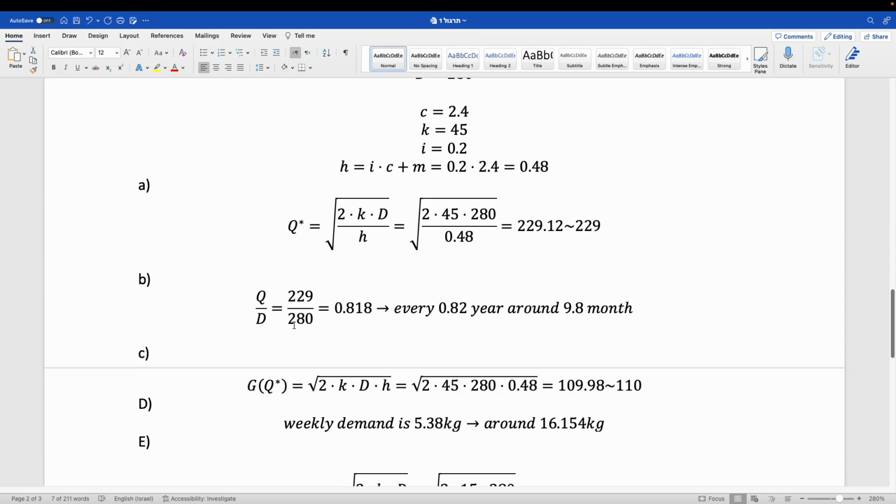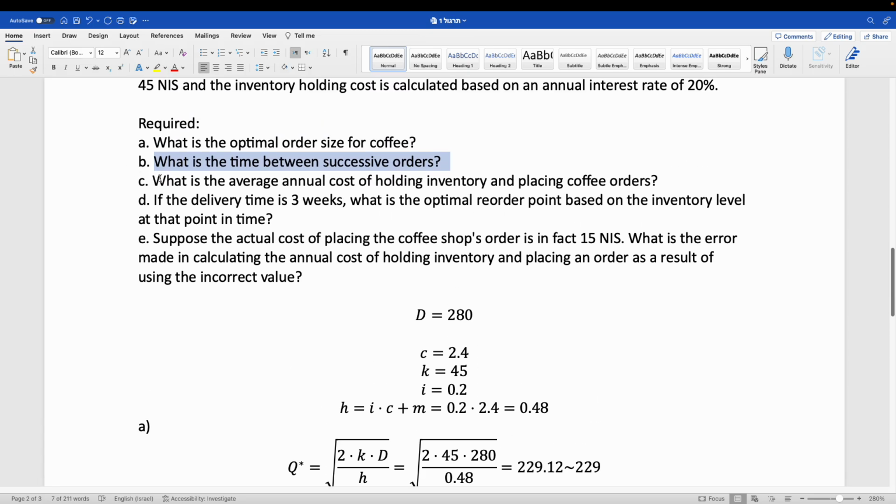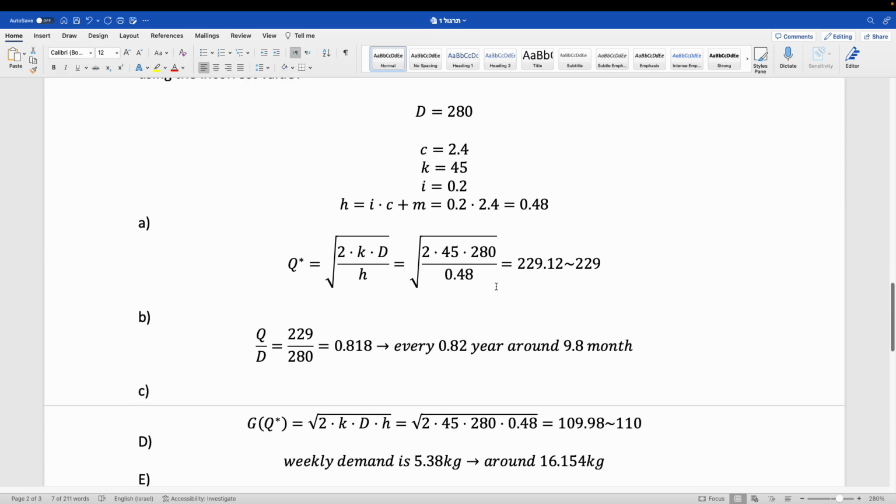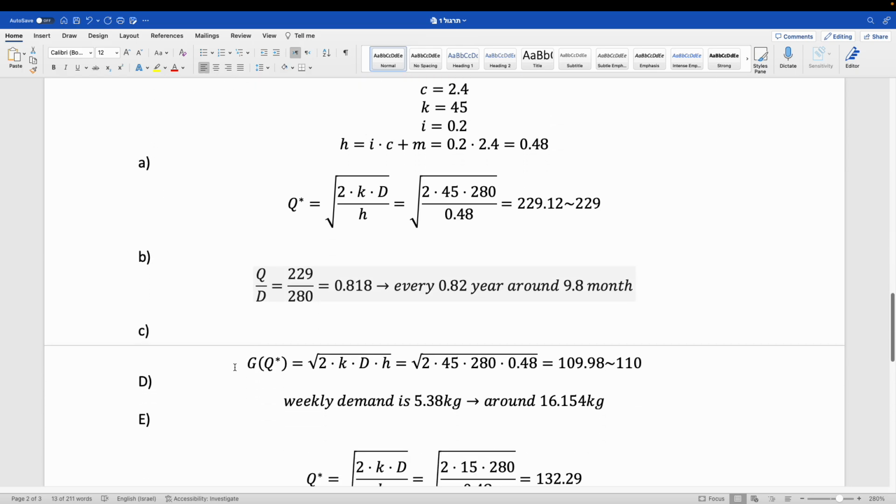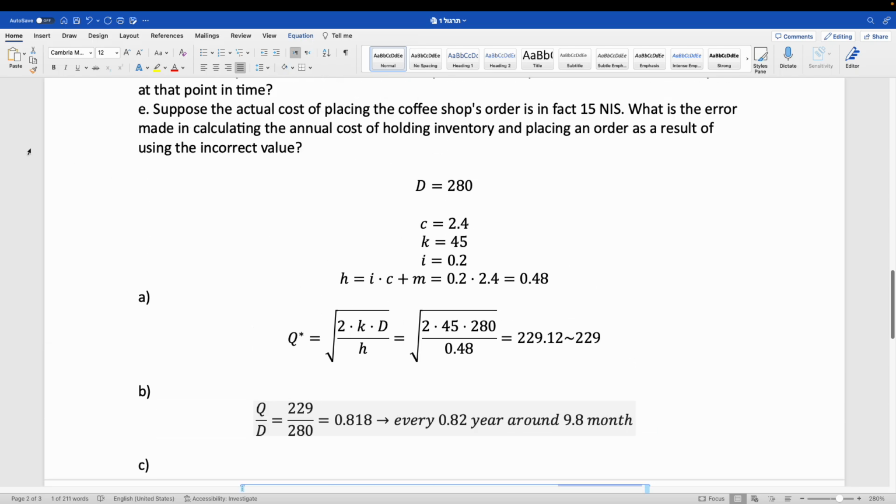Okay, so then for the third part, what is the average annual cost of holding inventory and placing coffee orders? We have a really simple formula for that. The cost equals the square root of 2 multiplied by K, D, and H, and then we can just plug it into the formula and we get 109.98, which is around 110. I just rounded up a little bit.